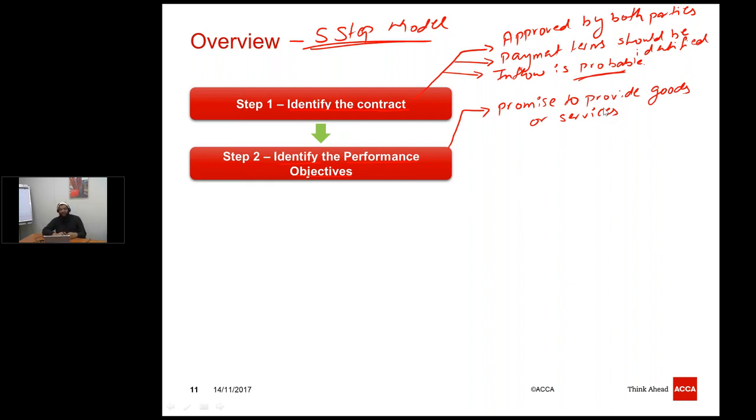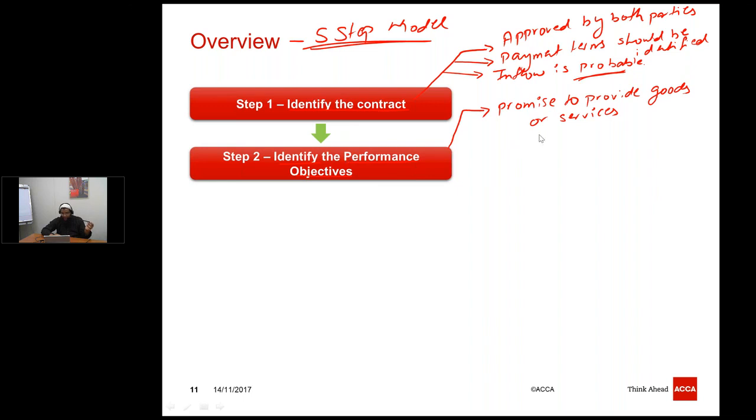Okay, so step number 2 is to identify the performance objectives. Now I'm repeating my example. I have promised you that I will be providing 5 pens to you. Now this is one objective. If I say I'm going to provide you 5 pens and 5 tablets, now how many objectives are there? Yes, exactly. There are now a total of 2 objectives.